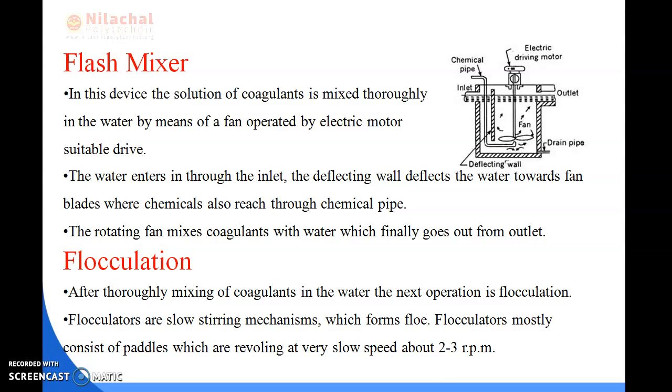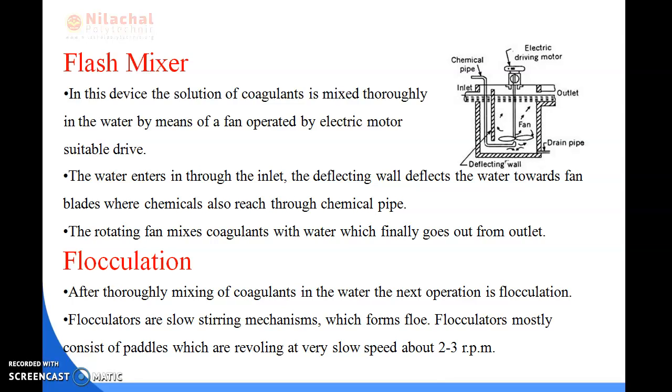And next, I have already discussed with you the flocculation part. So after mixing all the coagulants with the water, the next operation we will be doing is flocculation. So what do you mean by flocculators?